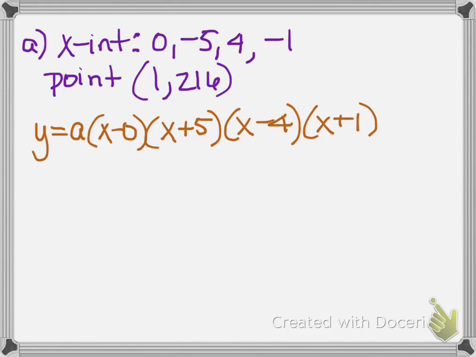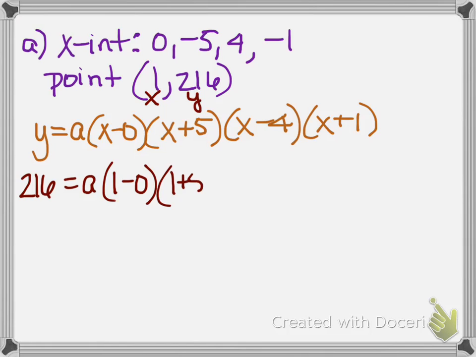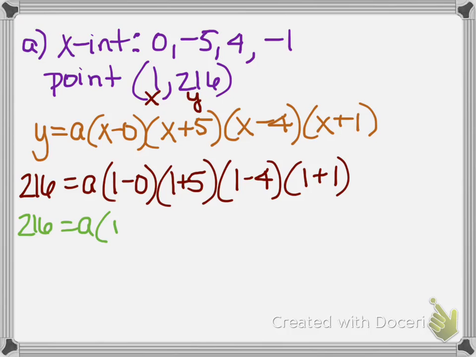And then we can use our point to substitute. So we'll put in 1 as x and 216 as y. So we'll have 216 equals a times 1 minus 0, 1 plus 5, 1 minus 4, and 1 plus 1. So we'll go through and simplify everything. So I have 216 equals a times 1 times 6 times -3 times 2. When I multiply all those together, I get -36.